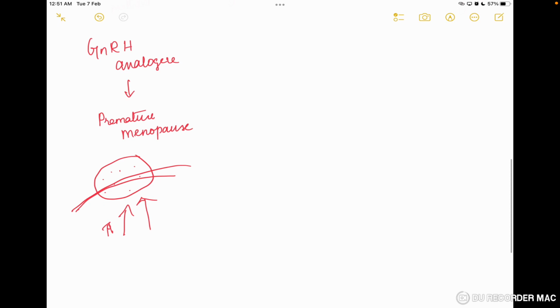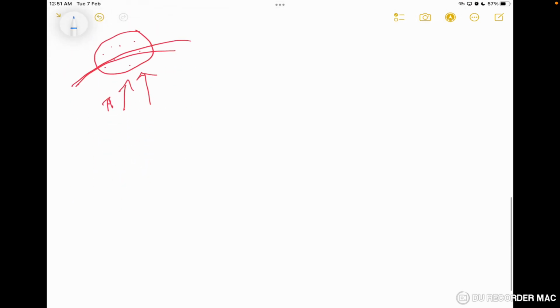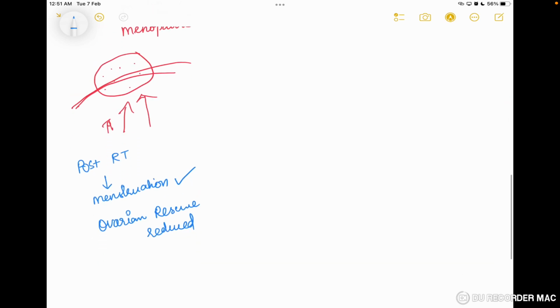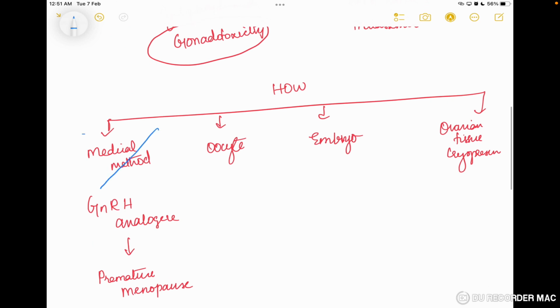The one thing that I would like to mention is, after post RT, menstruation can happen, but the ovarian reserve need not be normal, it is reduced. So menstruation is still possible after radiotherapy. That does not mean that the ovarian reserve is adequate. So we need to give preservation. So this method is not used now.